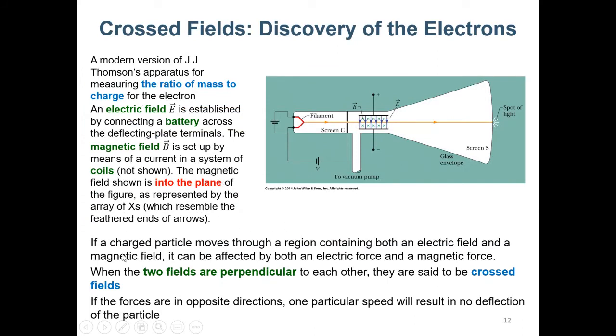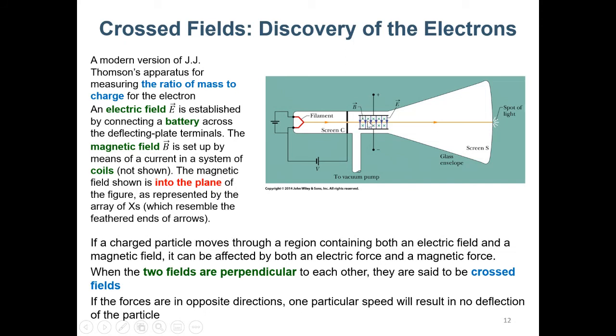So in the plane, if a charged particle moves through a region containing both an electric field and a magnetic field, it can be affected by both electric force and magnetic force. When two fields are perpendicular to each other, they are said to be crossed fields. If the forces are in opposite directions, one particular speed will result in no deflection of the particle. So we can manipulate the ratio between the B field and E field so that there will be no force acting on the electron, and then the electron will go straight to this point.